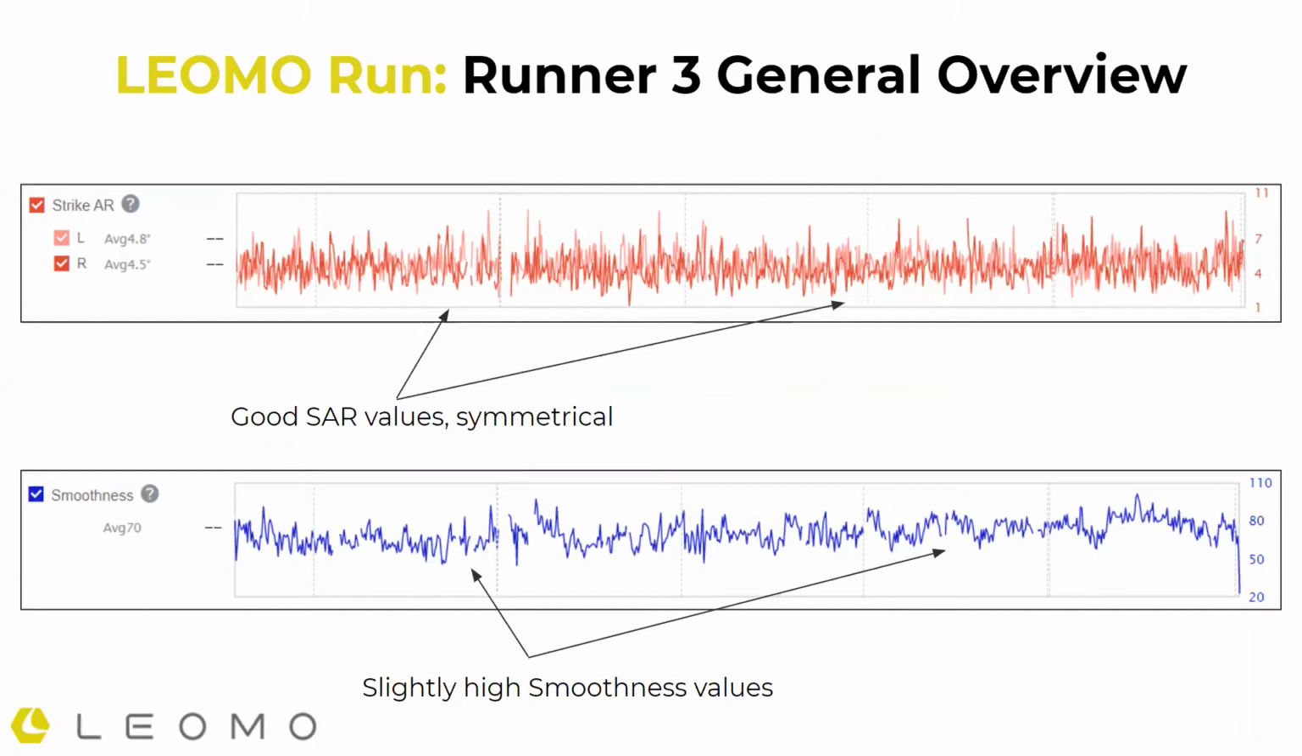So again, here's our close-up. We can see SAR values pretty symmetric, almost trending upwards a little bit, it looks like, just based on the data. And the smoothness value is a little bit high just across the board.